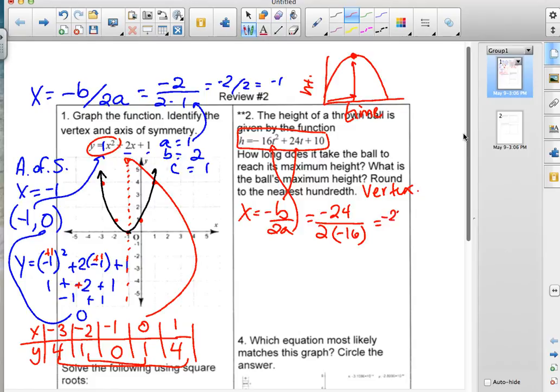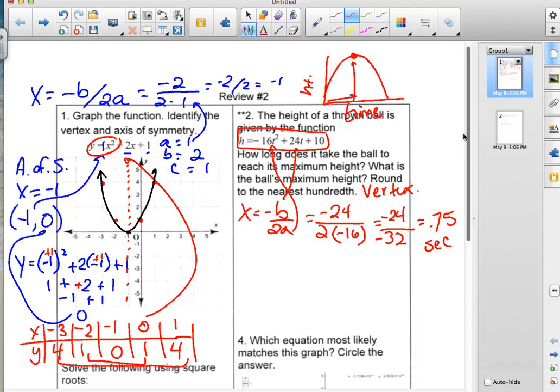Simplifying, we have negative 24 divided by negative 32. Grab your calculators, punching that in or reducing the fraction, we get 3/4 or 0.75 seconds. So it's going to take 0.75 or 3/4 of a second to reach its highest point.